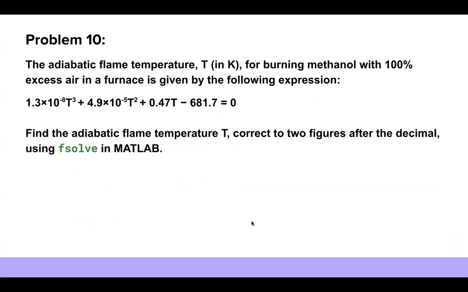Using fsolve, this is an adiabatic flame temperature in Kelvin for burning methanol with 100% excess air in a furnace, given by the following expression. The expression is given to you and you have to solve it using fsolve. For the initial guess, try using any temperature. I've used a particular temperature in the code, which I'll show you later, or else you can use any temperature for now. I'll give you 1 or 2 minutes and then we'll discuss the answer.